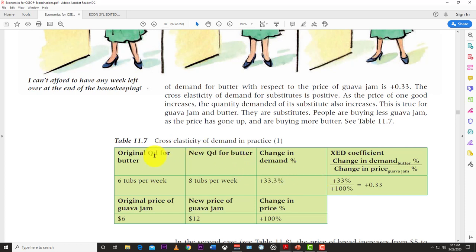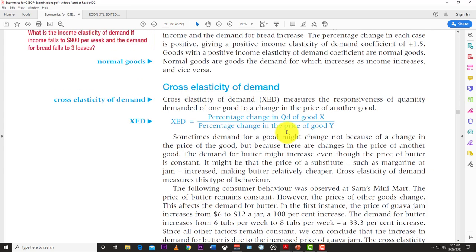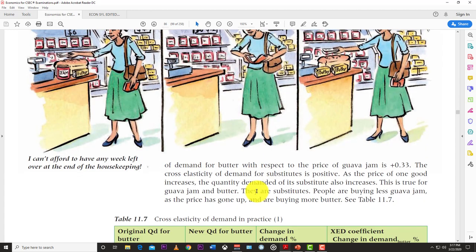So you have good X, which is the butter, and good Y. For good X, you're only concerned about the percentage change in the quantity demanded, whereas for good Y, you're concerned with the percentage change in the price. All right, so let's look at it up here. For good X, you're concerned with the percentage change in quantity demanded, whereas for item Y, you're concerned with the percentage change in price.